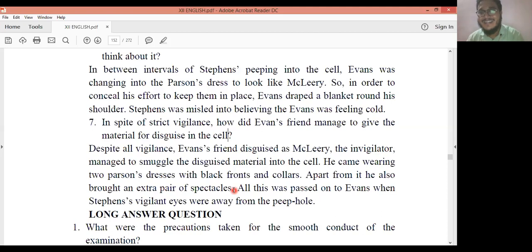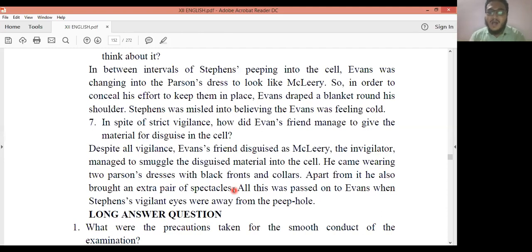What did he buy? Disguise material here. What was that? Blood. Okay. He was wearing two Parsons dress with black fronts and collars. Apart from it, he also bought an extra pair of spectacles.